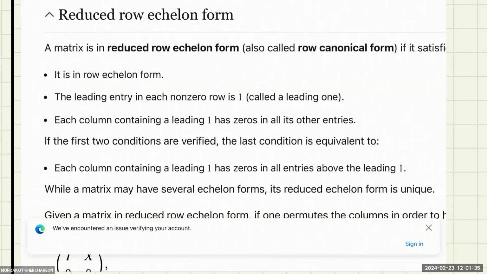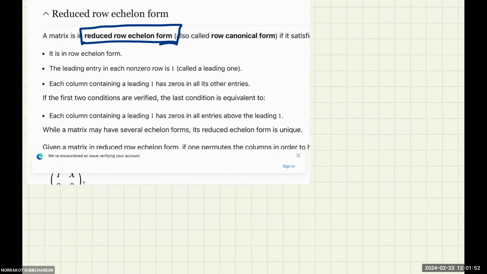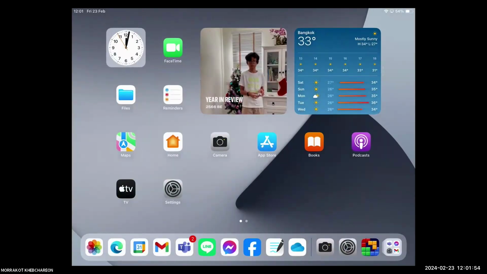in row echelon form, reduced is when the leading element in each row is 1. Okay. So I will say that I have to say row echelon form first.